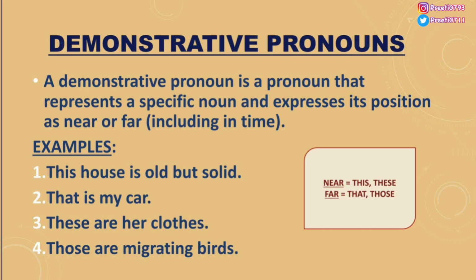Look at the examples given here. It says "This house is old but solid." So "this house" is referring to a house which is near and which is singular as well. Another example given here is "That is my car." So "that" is referring to a car which is far away and which is singular. "These are her clothes." So "these" refers to the clothes that are nearby but are plural in number. "Those are migrating birds." "Those" here refers to the birds that are far away but are plural in number.